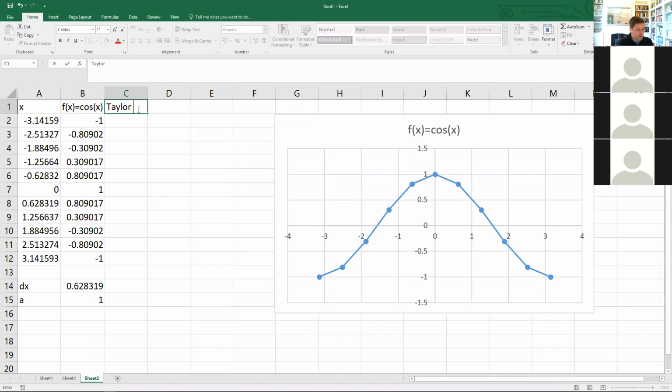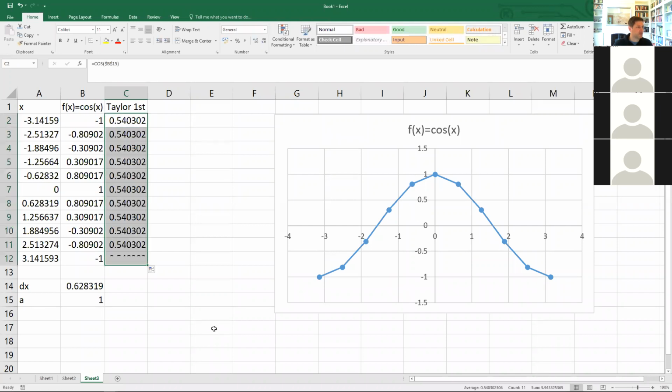Okay, so Taylor, let's work through the terms. So for the first term, it was just cos A. That's our value of A there. So we put it in, press F4, and it's fixed. So the first term looks like that.